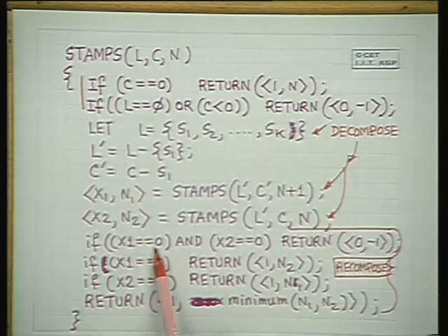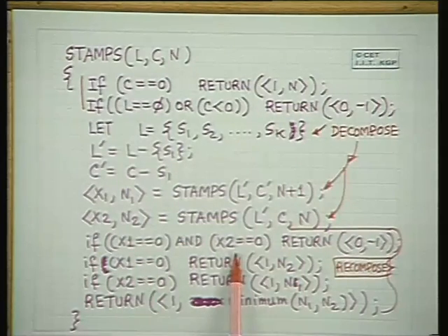If x1 is equal to 0 and x2 is equal to 0, return 0, minus 1. Else, that is, both are not 0. If x1 alone is 0, then return n2. Else, that is, neither both are 0, nor is x1 alone 0, then x2 can be 0. If x2 is 0, then return n1. Now if none of them are 0, then you return 1, that you've got a solution, since both of these also gave a solution, and the minimum of n1 and n2.